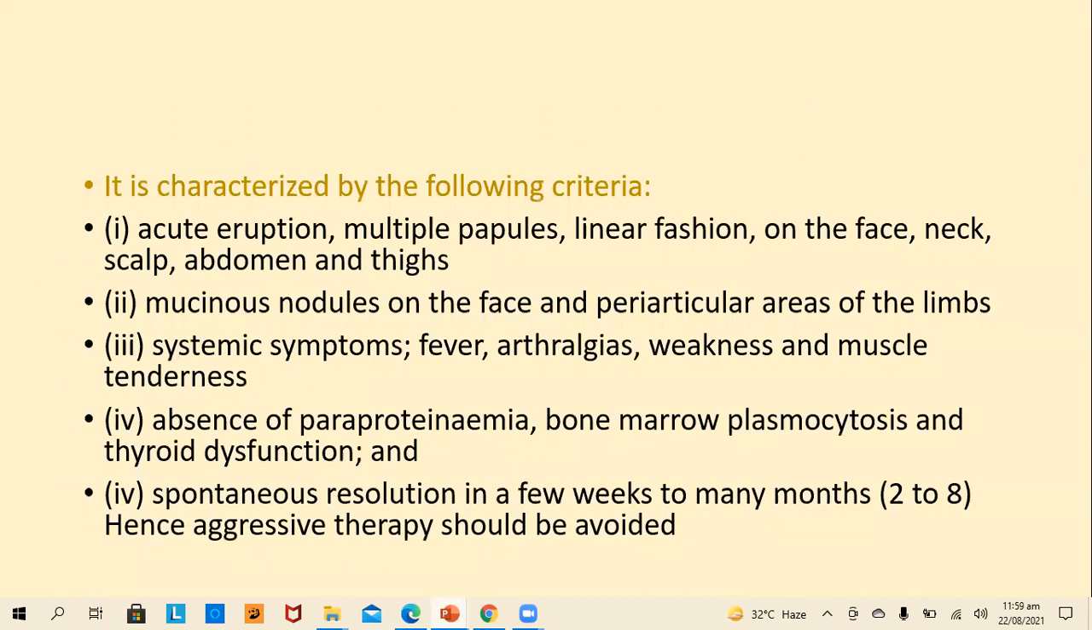It is characterized by the following criteria. There is an acute eruption, multiple papules, in linear fashion on face, neck, scalp, abdomen, and thigh. Mucinous nodules on face and periarticular area of the limb. Systemic symptoms include fever, arthralgia, weakness, and muscle tenderness. Absence of paraproteinemia, bone marrow plasmacytosis, and thyroid dysfunctions. A spontaneous resolution in a few weeks to many months. Hence, aggressive therapy should be avoided.